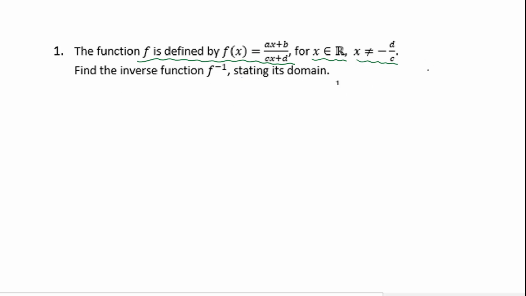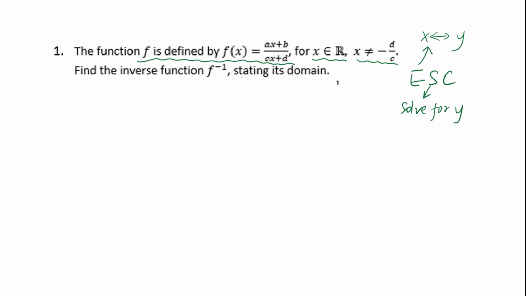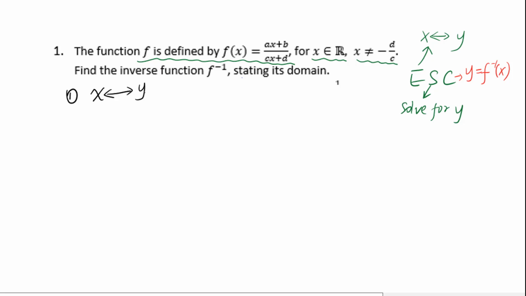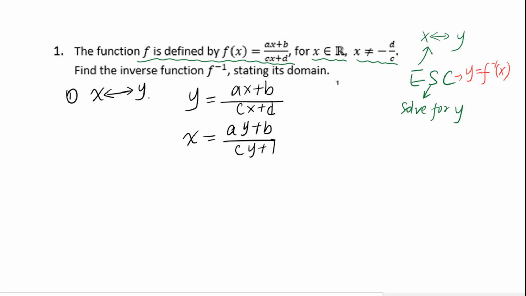For the inverse function, use the ESC button. E stands for exchange x and y. S stands for solve for y. C stands for change y into the inverse function symbol. First step, exchange x and y. You will get x equals (ay plus b) over (cy plus d).